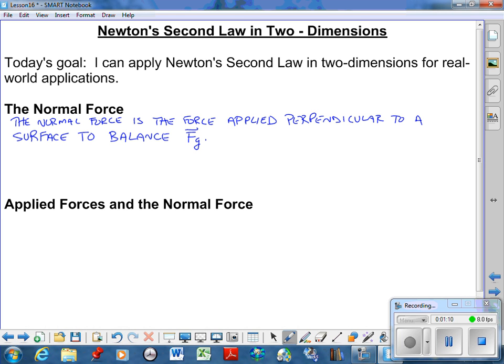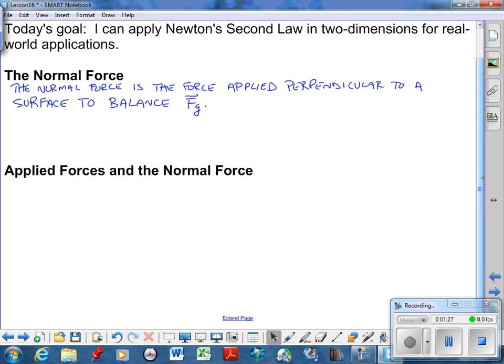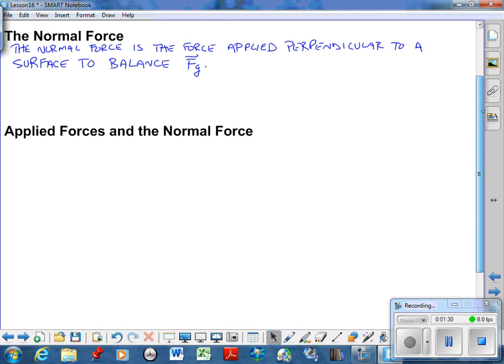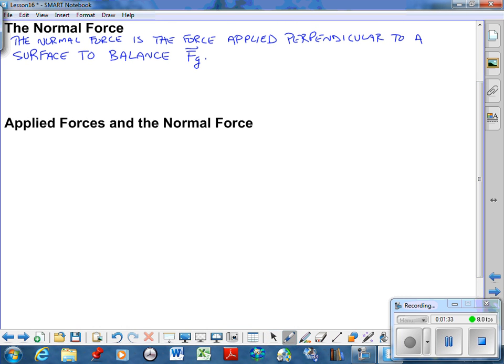So it pushes back. It's basically the Earth pushing back on force due to gravity, and the normal force can be whatever it needs to be. It varies depending on what's being applied to it. What I'm more interested in is the second part down here, applied forces and the normal force. So up above, for example, if we had an object, let's go with a box, sitting on the ground, you'd have your force due to gravity. That means the normal force would keep that box from accelerating into the Earth, and your force due to gravity is equal to the normal force.